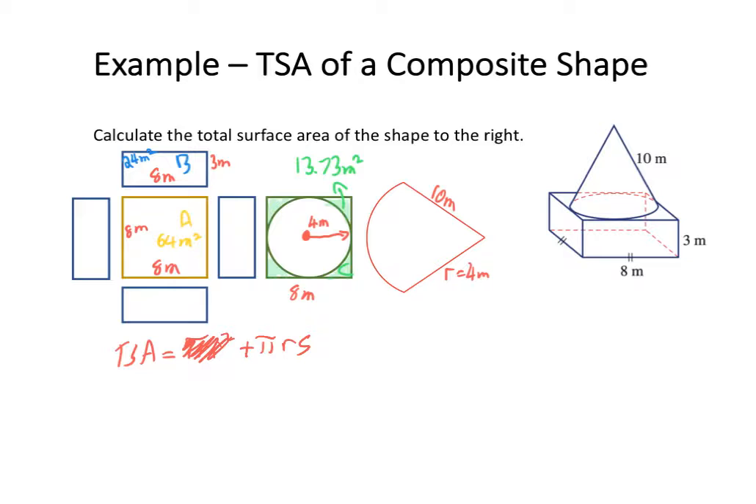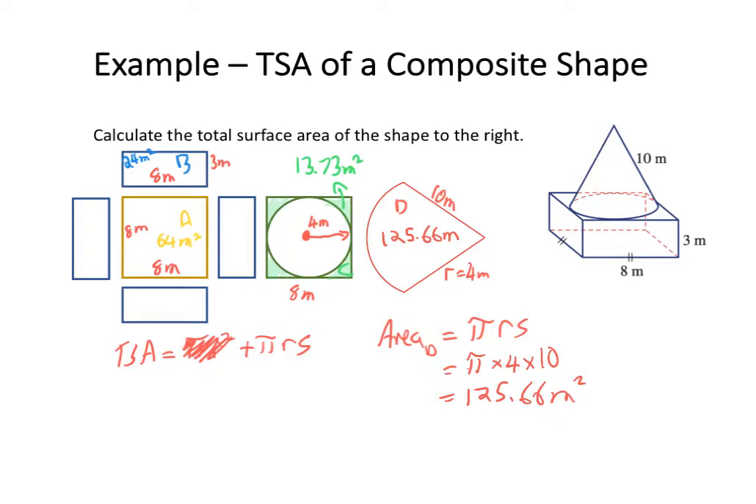So I'm going to call that curved side D. So area of D is equal to pi times radius times the slant. So substituting in the values is going to be pi times 4 times the slant, which is 10. And that is going to equal 125.66 meters squared. So I can add that in, 125.66 meters squared.